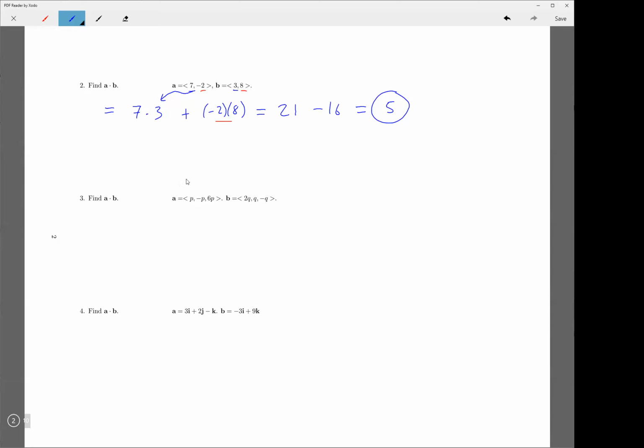Okay, this one right here. So that's this times this, and then this negative P times Q, and then this 6P times negative Q. So that's 2PQ minus PQ minus 6PQ, and that adds up to negative 5PQ. If that works.